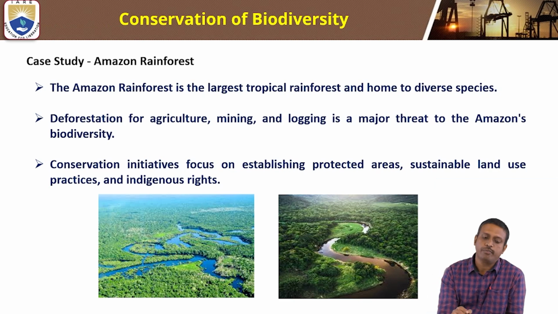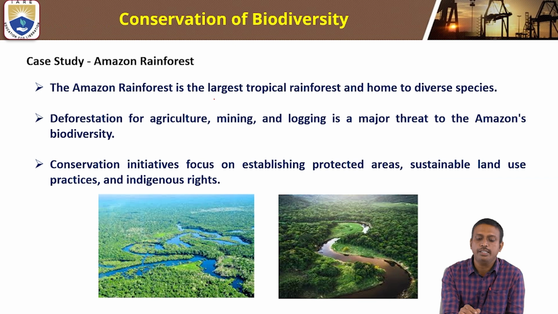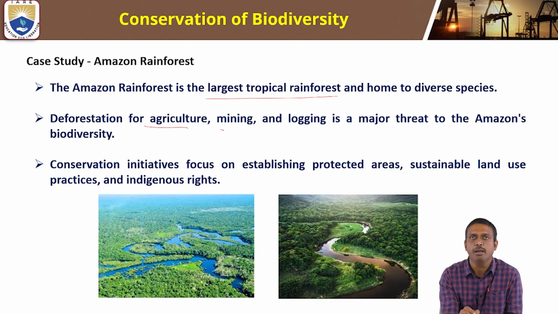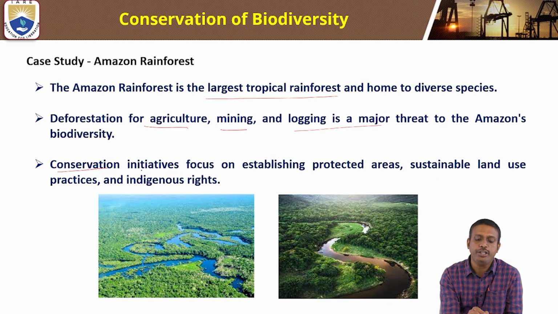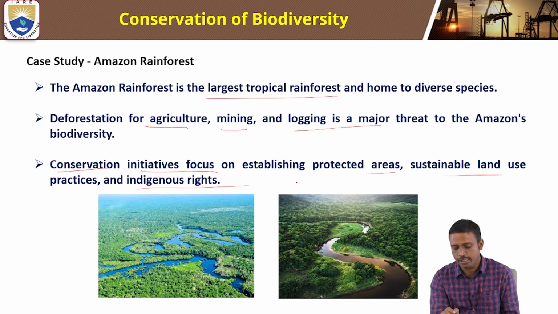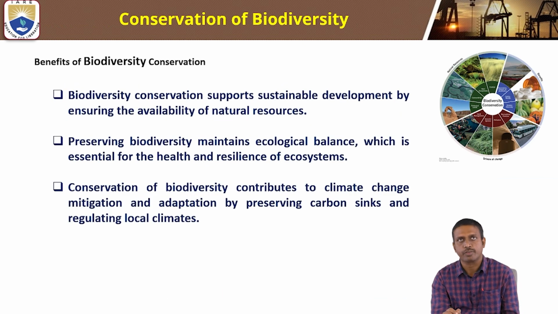Case study of the Amazon rainforest, the largest tropical rainforest and home to diverse species. Deforestation for agriculture, mining, and logging is a major threat to the Amazon's biodiversity. Conservation initiatives focus on establishing protected areas, sustainable land use practices, and indigenous rights.